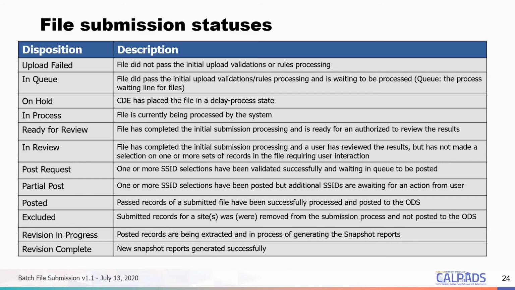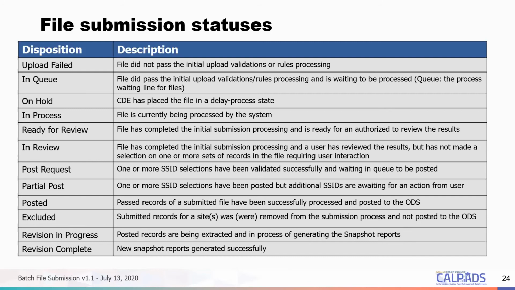Either you can go back in and select the remaining records for posting, or you can go exclude those records because you do not want to post them. However, your file's not considered complete until it is in the posted status. Once all the records have been excluded or posted, the status will say posted. If you were to exclude the entire file, all the records in the file status would say excluded.